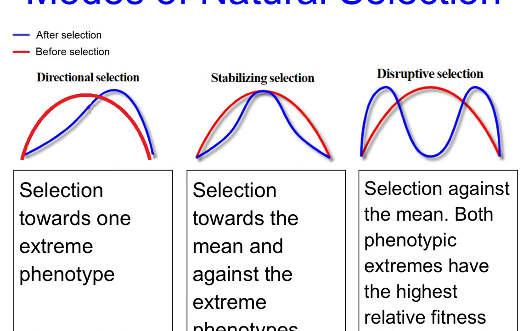Stabilizing selection will select more towards the average or the mean against all types of extreme phenotypes. So we're going to have a higher amount of the population kind of smushed into the center part there, stabilizing that. And then disruptive selection is going to select against the mean. So both phenotypic extremes have the highest relative fitness, and so it's disrupting the normal mean and selecting against the middle.